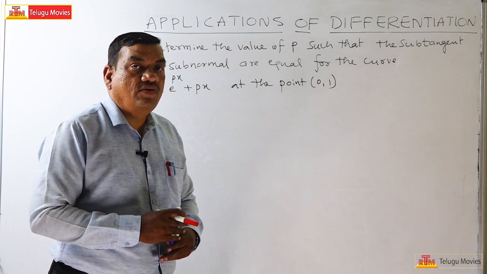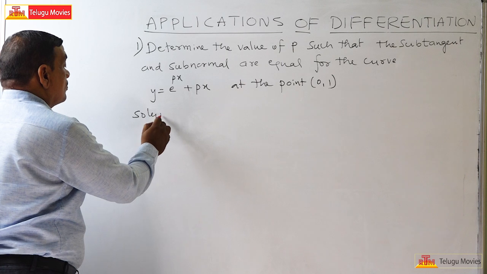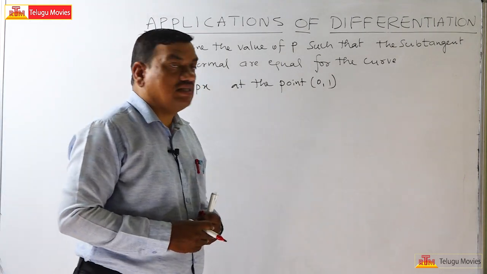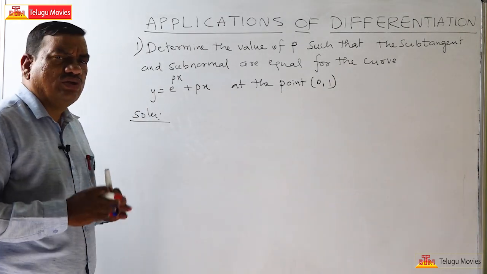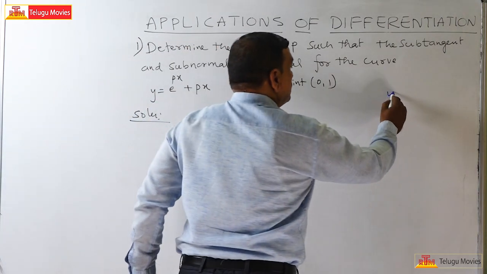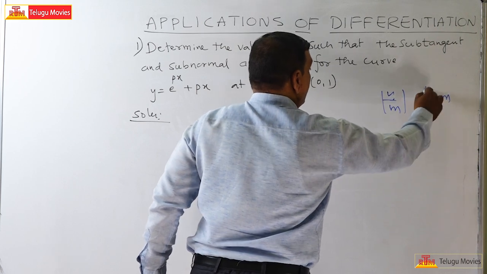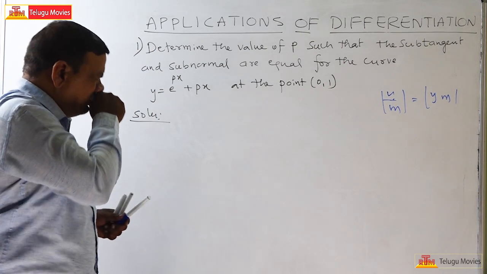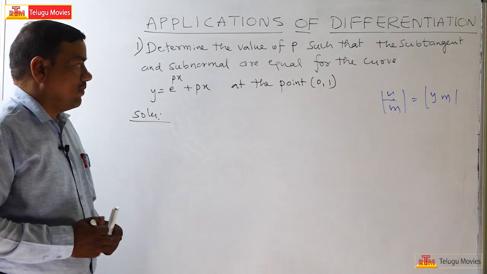Hi students, welcome to this problem. Determine the value of p such that the subtangent and subnormal are equal for the curve. So immediately remember the formula. Subtangent means y by m, subnormal means y into m, of course with modulus. Understand this, subtangent and subnormal.